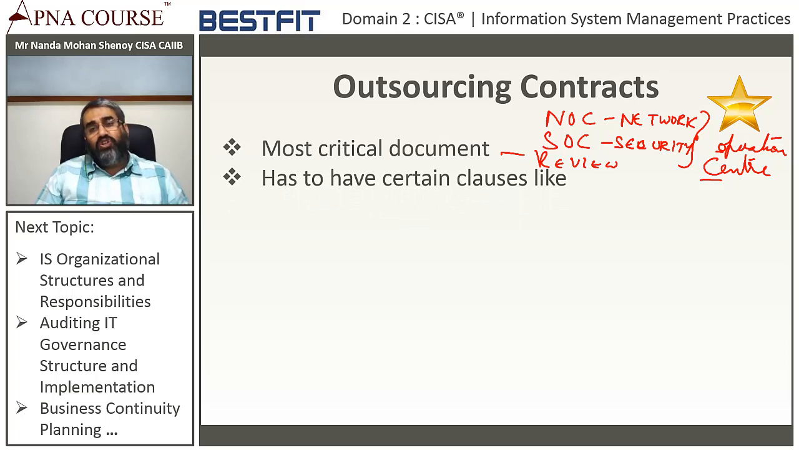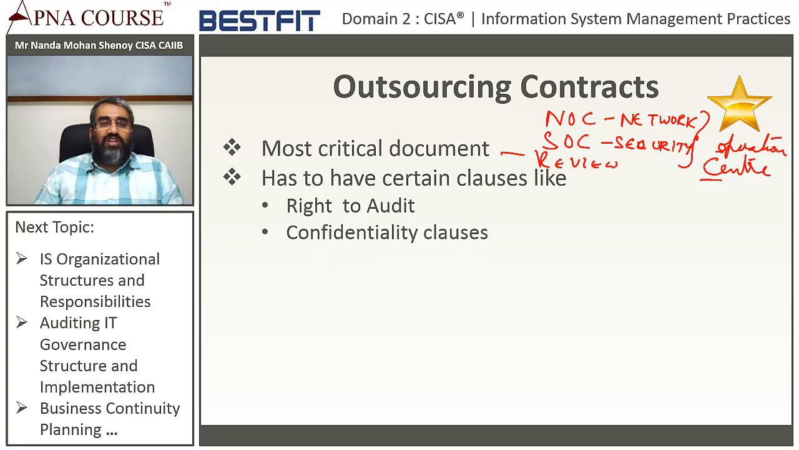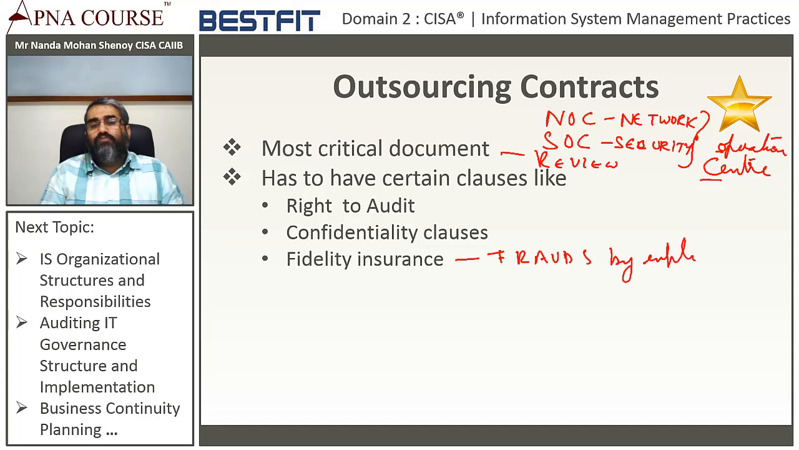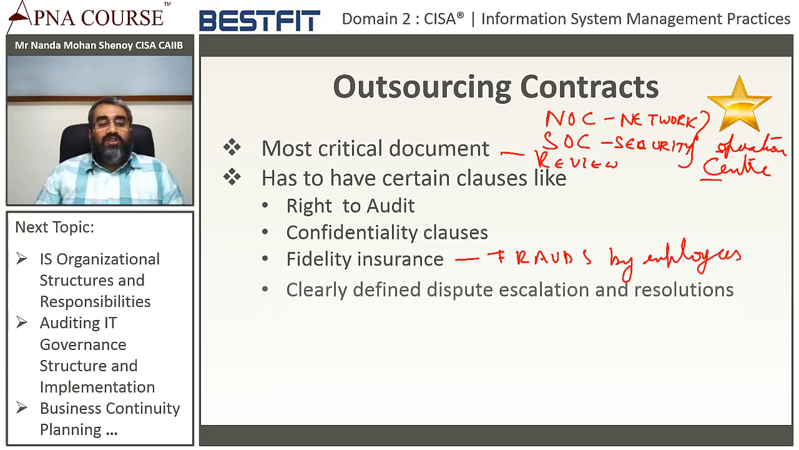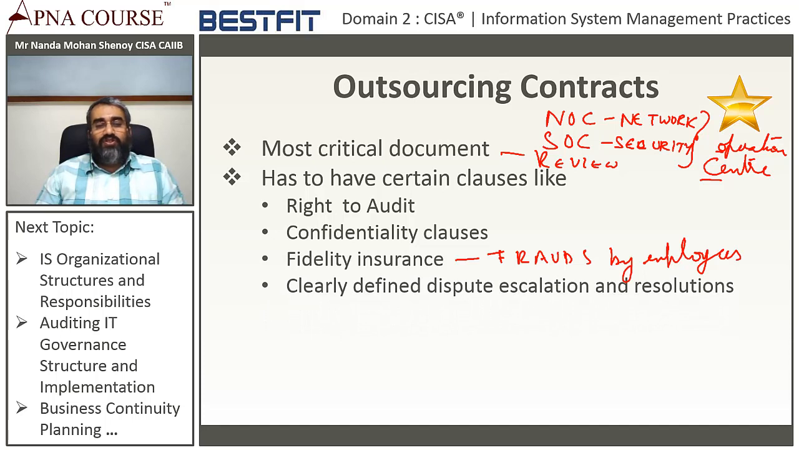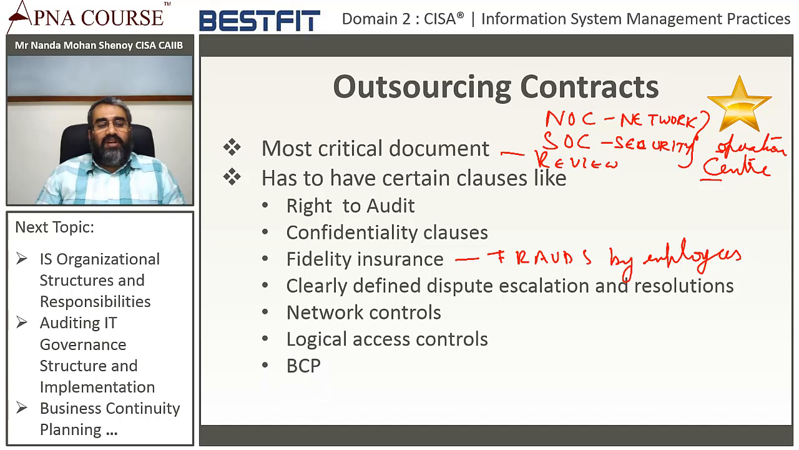Most outsourcing contracts need to have clauses like the right to audit, which is very elementary. The necessary confidentiality clauses need to be incorporated. Fidelity insurance, which we already discussed earlier, for frauds by employees. Then clearly defined dispute escalation and resolution, network controls, logical access controls, business continuity planning, and service level agreements.